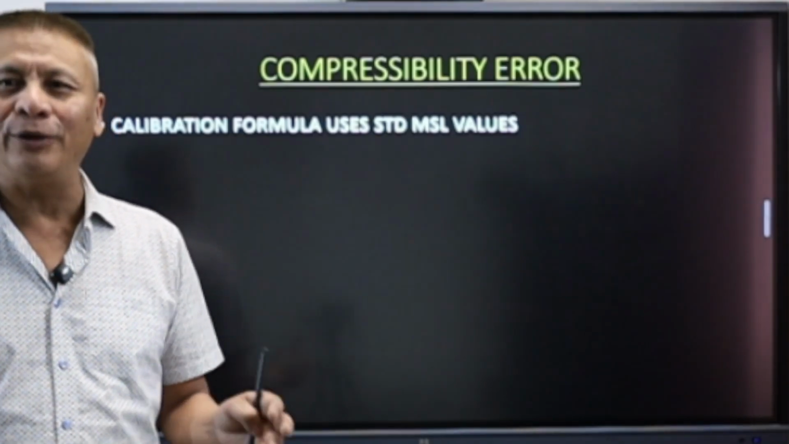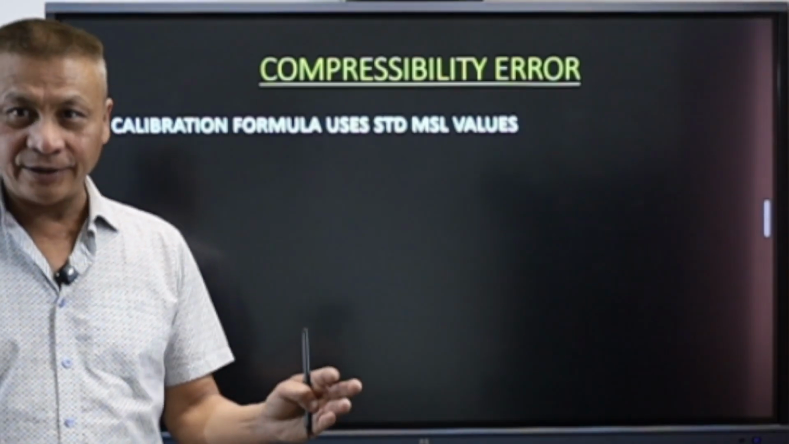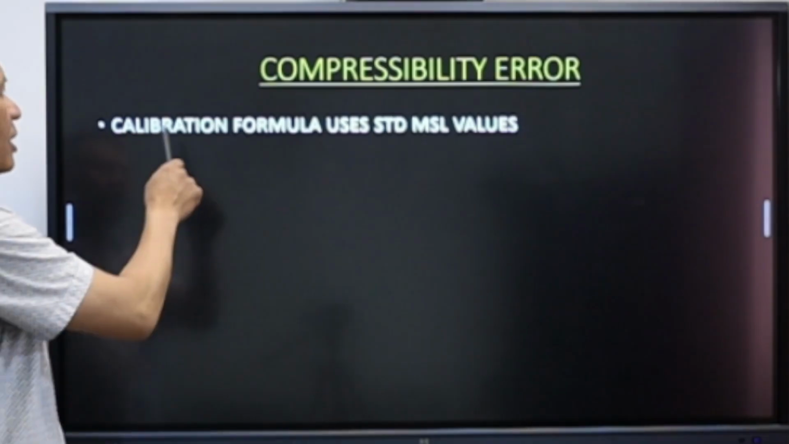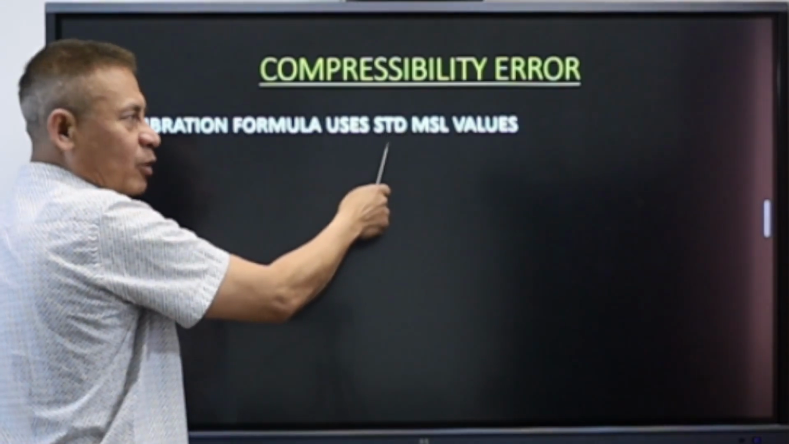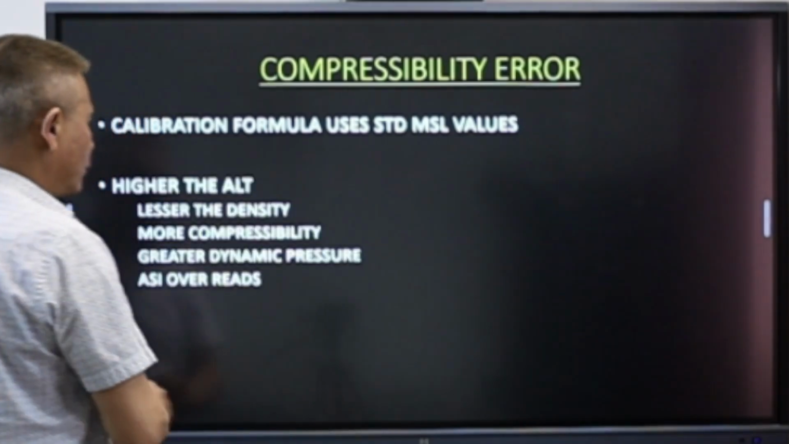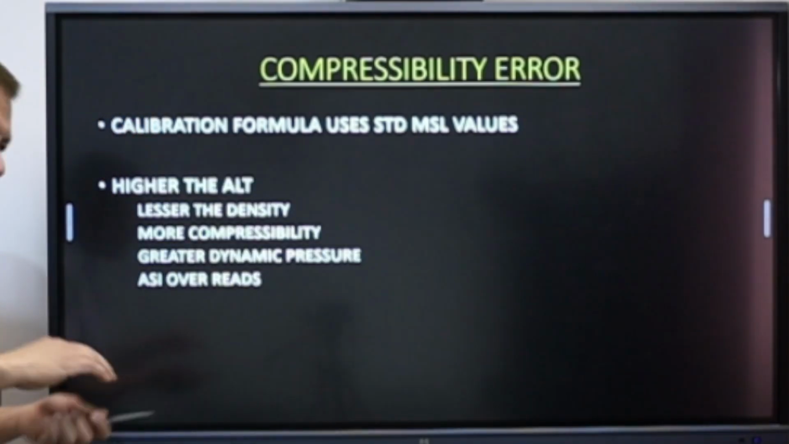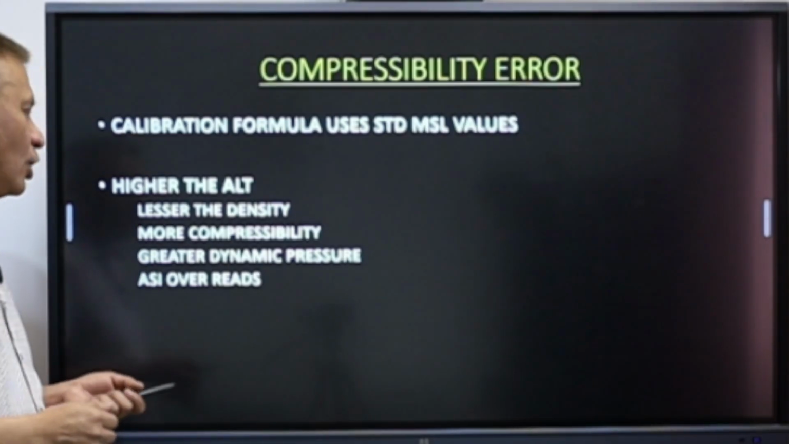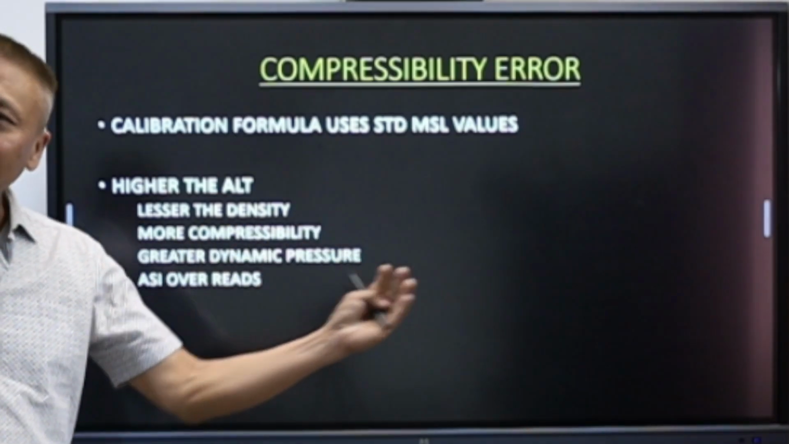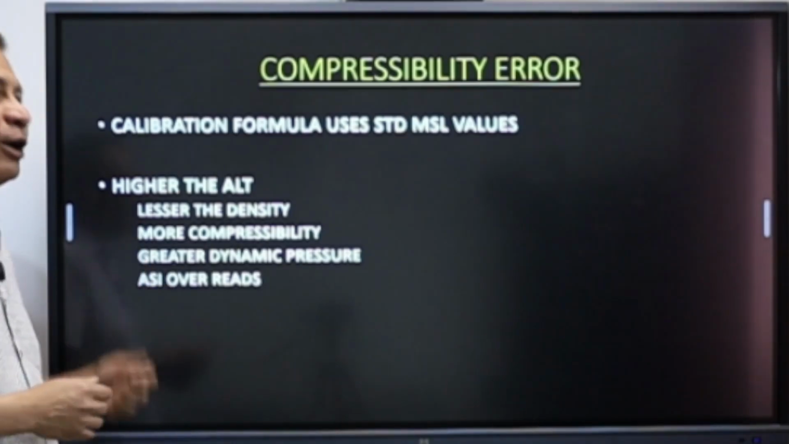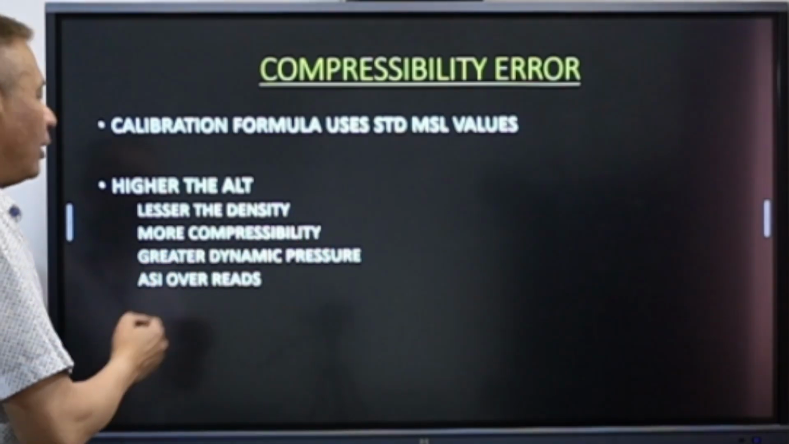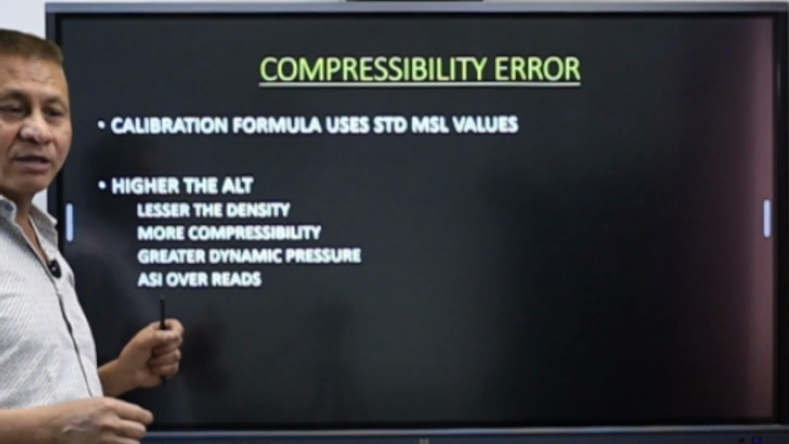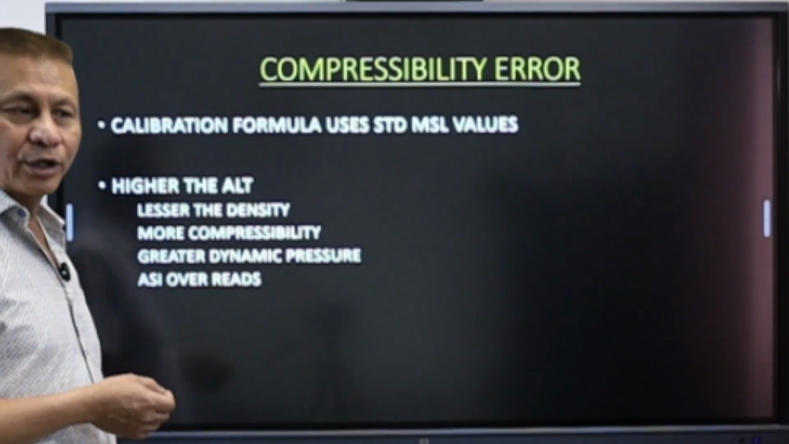However, we all know that air is a compressible fluid. While calibrating, the calibration formula was used in the standard atmospheric condition at the mean sea level values. At higher altitude, the density becomes lower and lower as we go higher and higher, so the air is more compressible. It is easily compressible. If it is compressed, it is going to give me a greater dynamic pressure. Because of this compressibility error, your ASI will be overreading all the time.